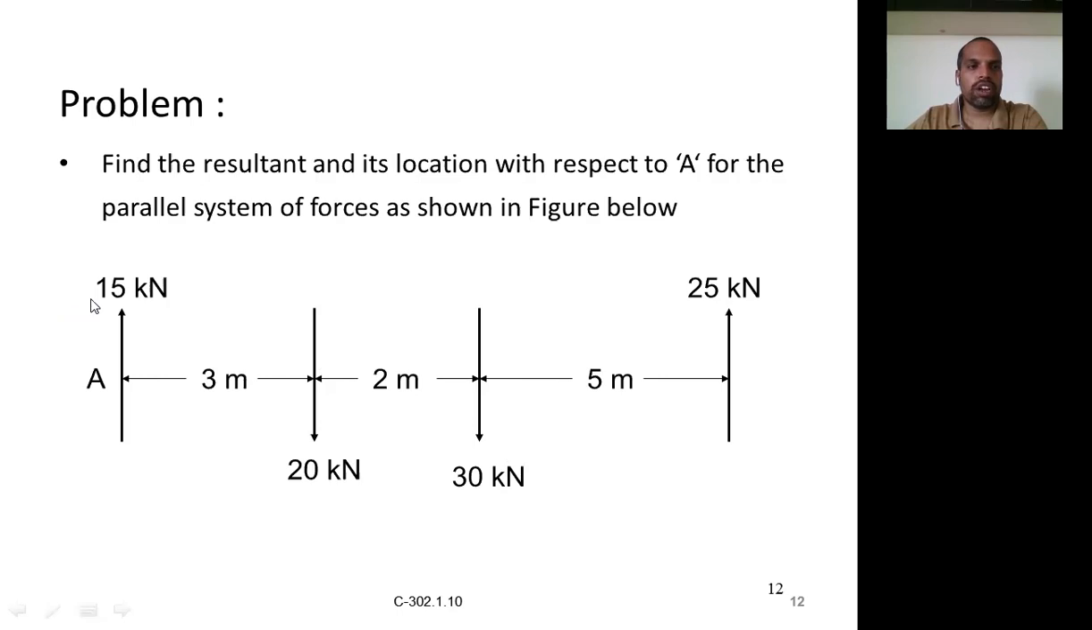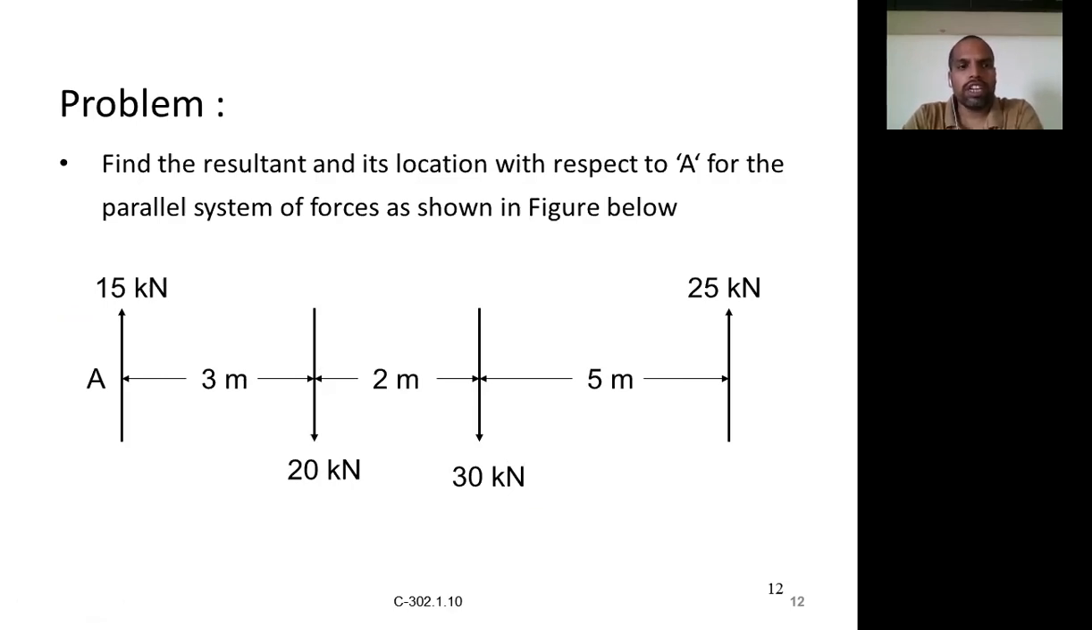What is our total upward force magnitude? 15 plus 25, it is 40. And the magnitude of forces acting downward is 20 plus 50, which is 70. Upward forces are 40, downward forces are 50. Then what is the resultant? It's nothing but the algebraic sum of all the forces.